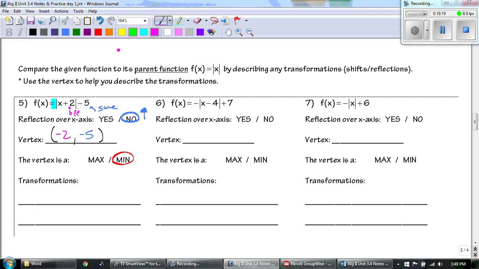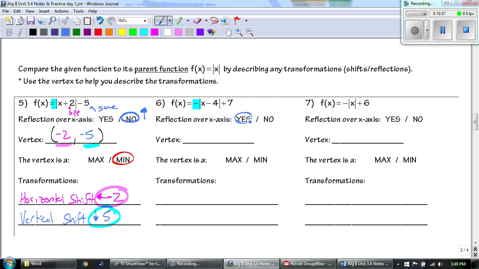And then I'll match my colors right here. Our horizontal shift, we would go left 2, and then our vertical shift, we would go down 5. Okay, and once again, that's why. Okay, so for our next one, number 6, is there a reflection?